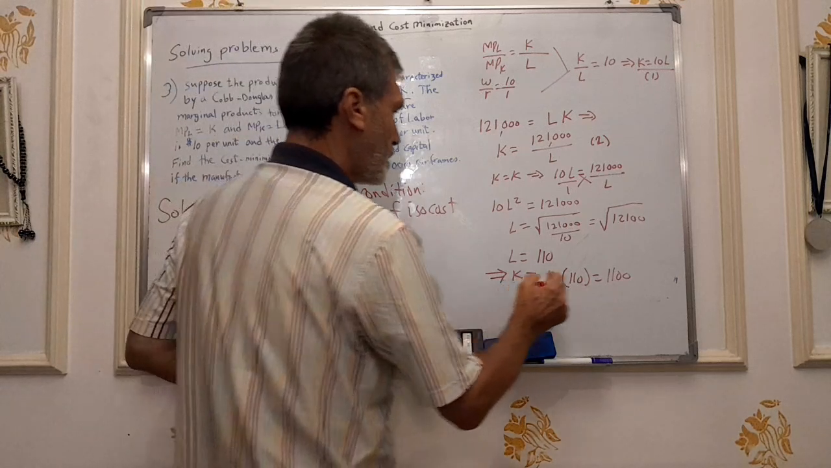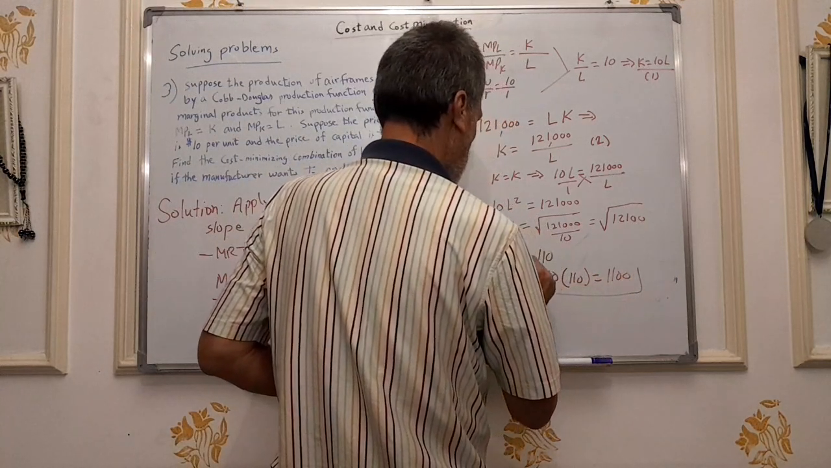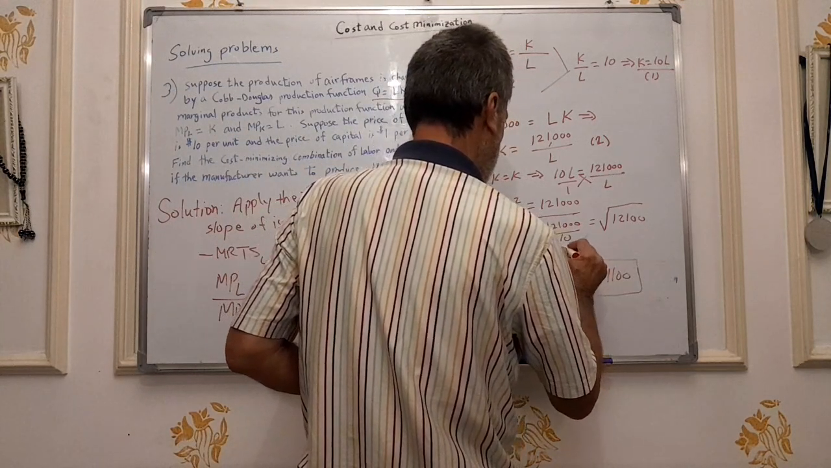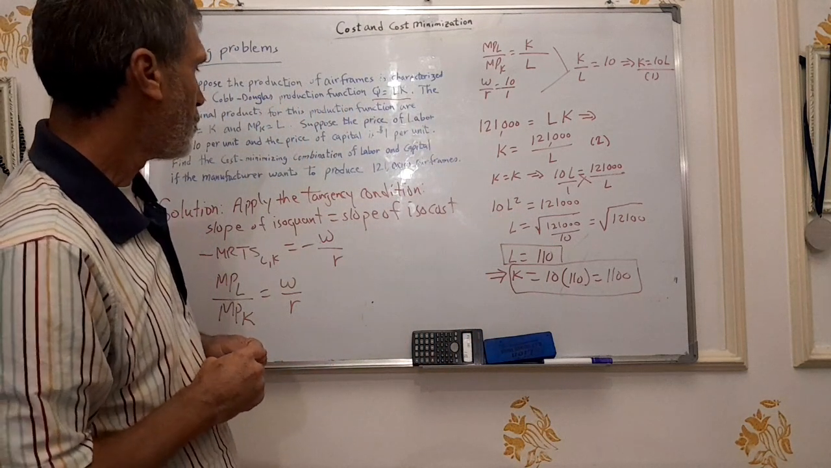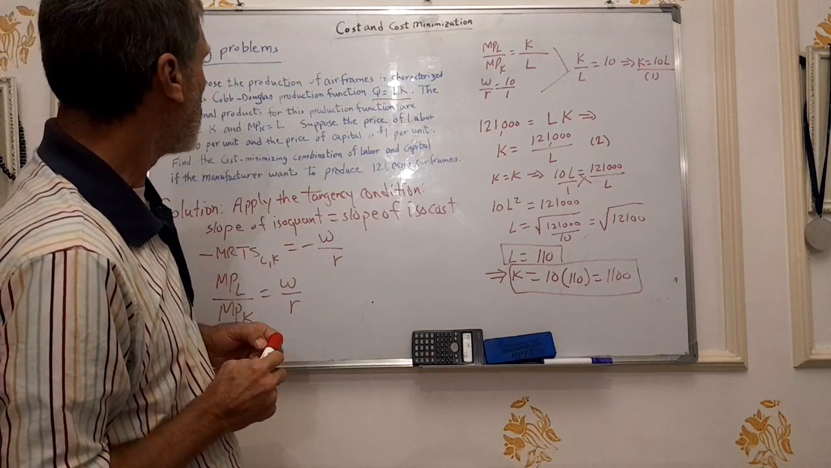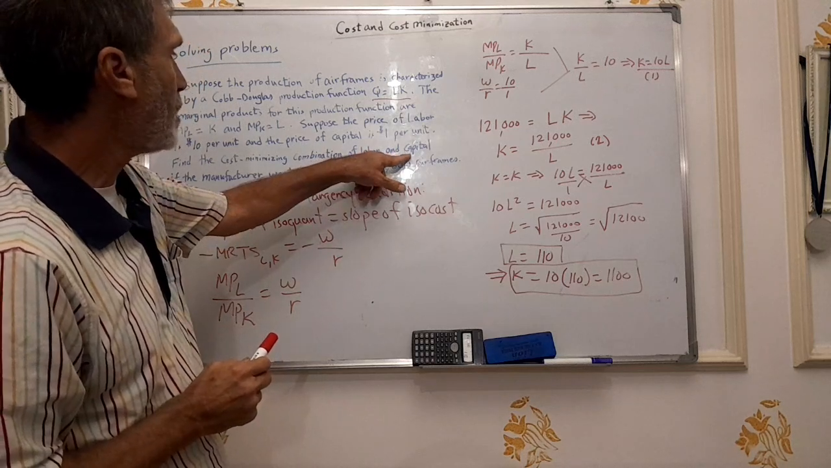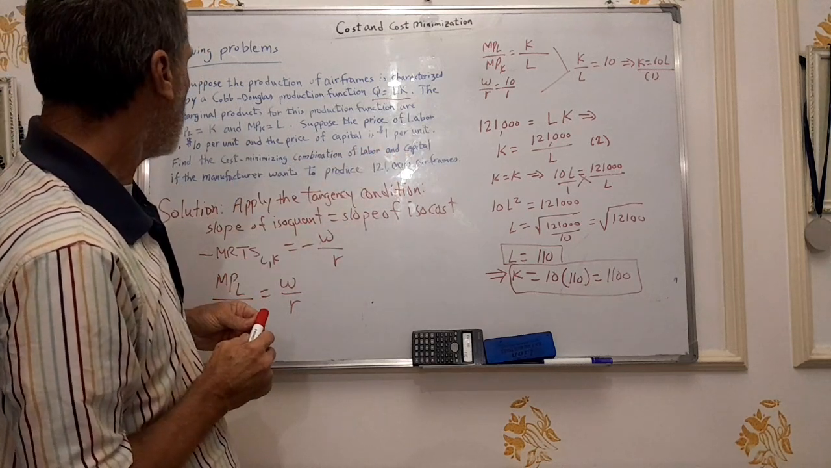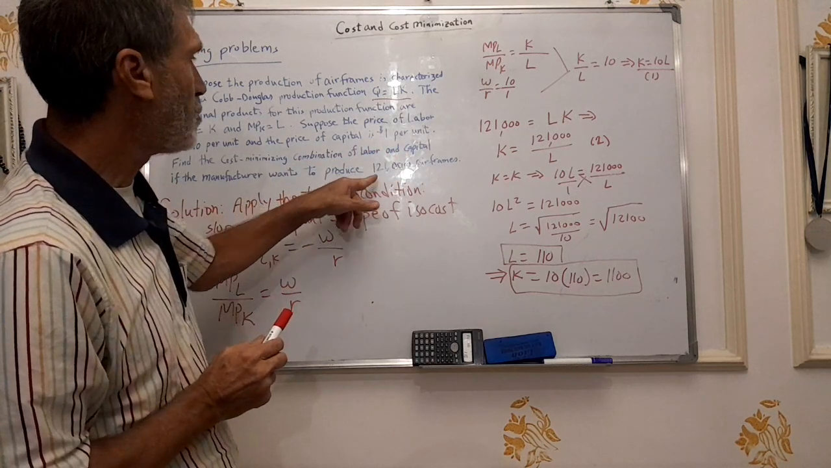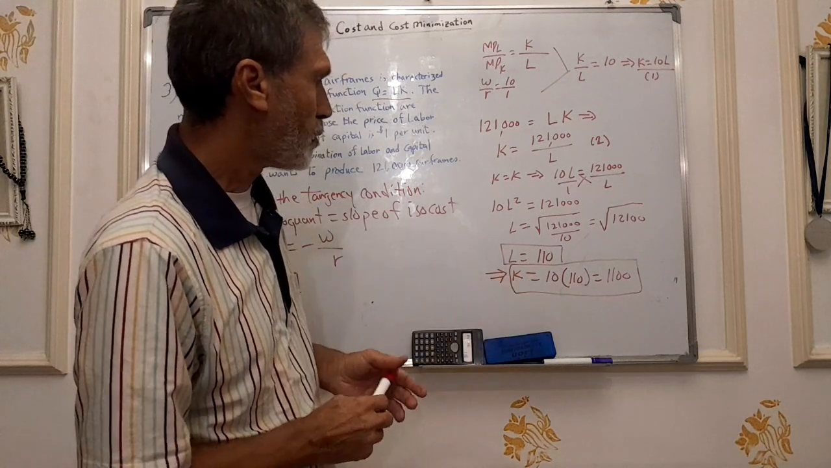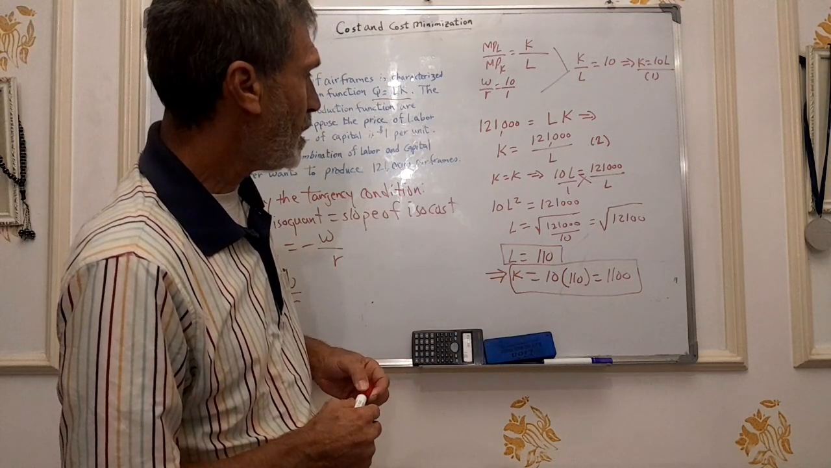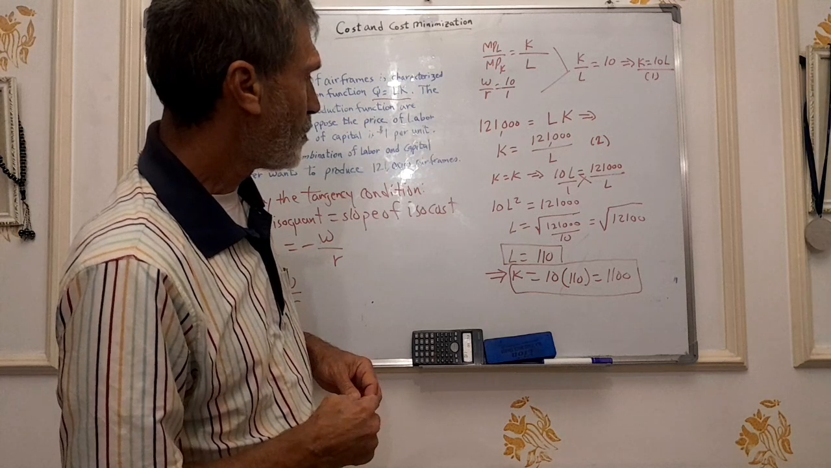So now this is K and this is L. So we wanted to find the combination of labor and capital if the manufacturer wants to produce 121,000 airframes. This is L and this is K.